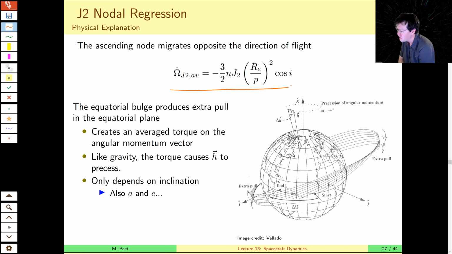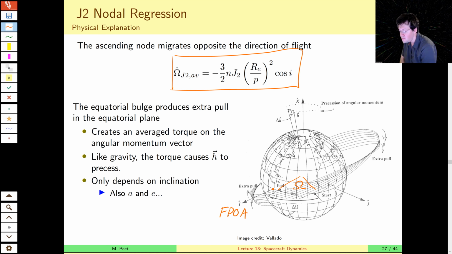So, what have we got? We have now the rate of variation, averaged over an orbit, of the right ascension of the ascending node. Remember, right ascension is measured at the first point of Aries, to the point that the ascending node makes with the first point of Aries. The ascending node is the point at which the orbit rises from below the equator to above the equator, and that's the right ascension.